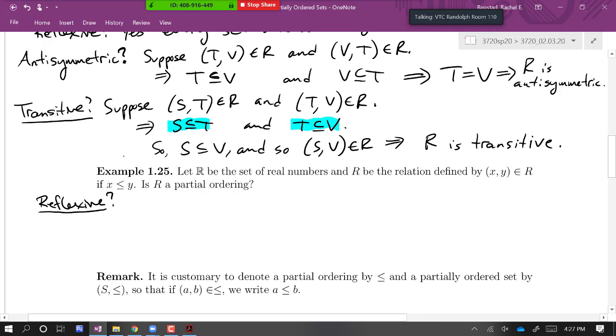Well, we don't take two different elements when we talk about reflexivity. Reflexive means everything's related to itself. So if I just take any old real number, like if x is a real number, how do I know it's related to itself? How do I know x is related to x? How is this relation defined?